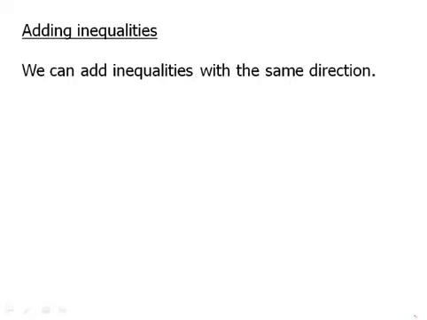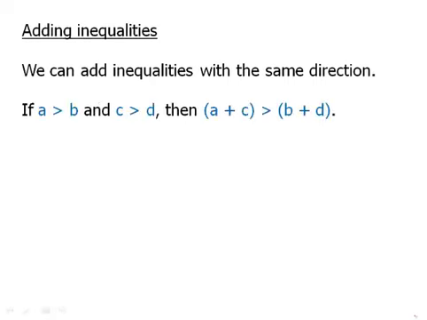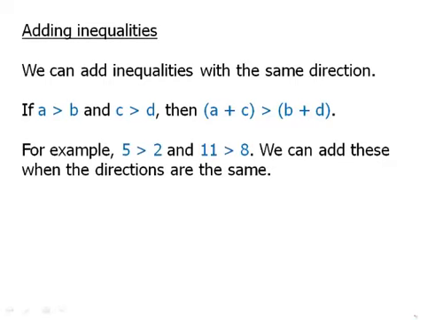First of all, we can add inequalities with the same direction. In other words, with the inequality pointing in the same direction. So if a is greater than b and c is greater than d, then we can just add them together. A plus c has to be greater than b plus d. And that sort of makes sense, that if we add the two big things, it's going to be greater than the sum of the two small things. For example, 5 is greater than 2 and 11 is greater than 8. Those are two true inequalities. We can add them when the directions are the same. So when we add, of course, we get another true statement, 16 is greater than 10.